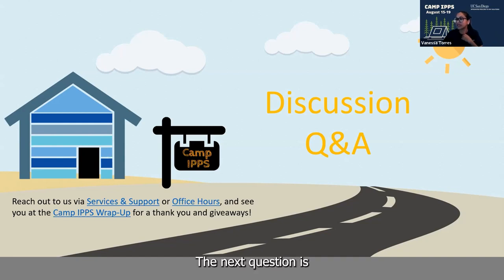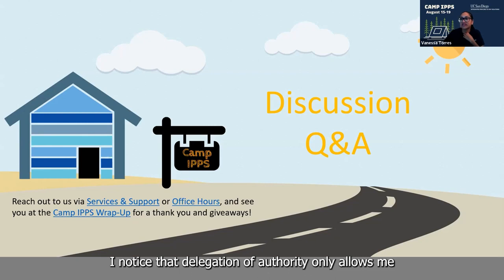The next question is, I noticed that delegation of authority only allows me to submit P card reports, but not T&E card reports. What would happen if a UCSD employee quits, but they still have a travel report to submit on their account? How could I submit that report?